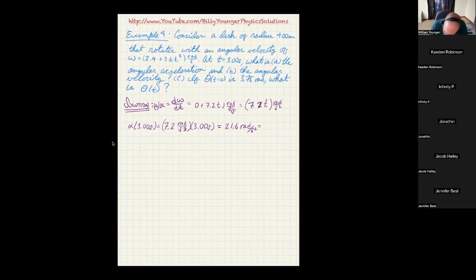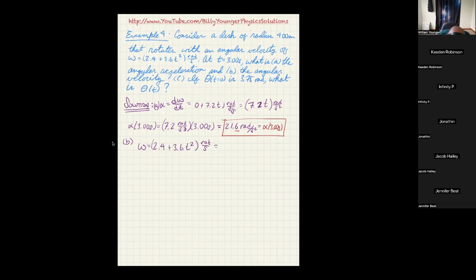All right, so I can circle this off, and I can say this is, in fact, alpha of 3.00 seconds, and that's one extra sig fig right there. B, what we want to know is the angular velocity at 3 seconds. So the angular velocity, omega, is equal to 2.4 plus 3.6 t squared, in radians per second.